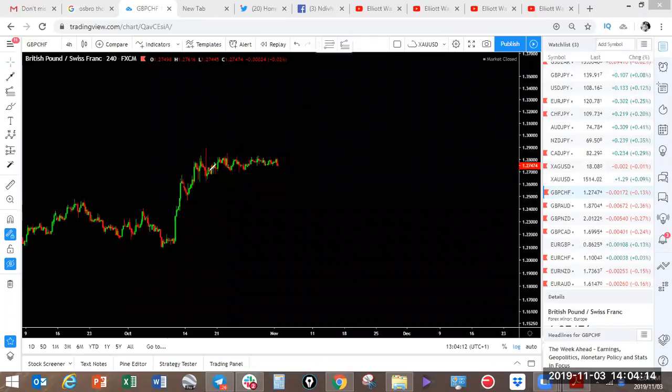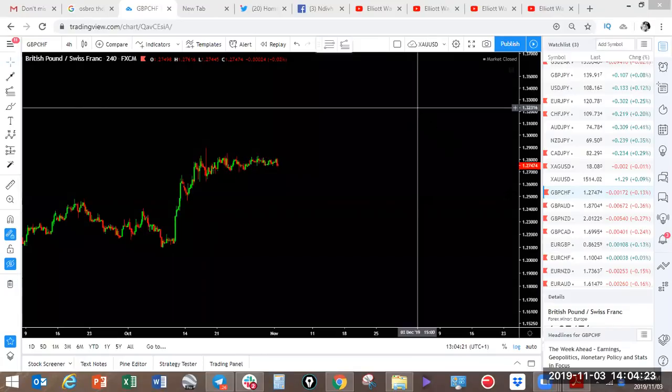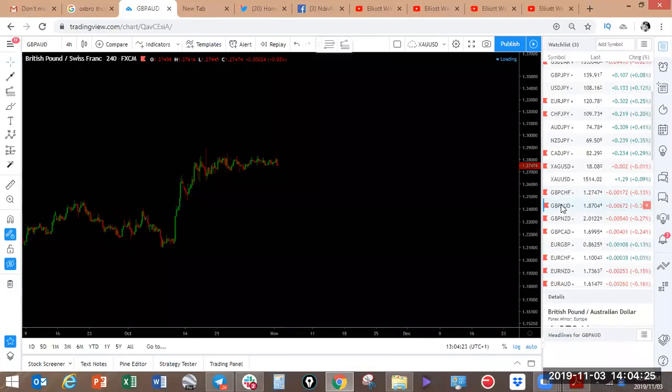So you may be getting a slight move to the downside on the pound pairs, but it doesn't look like that is the reversal. Still going to continue higher. That is pound chief. Let's look at pound Audi.